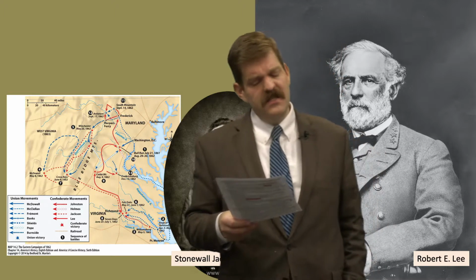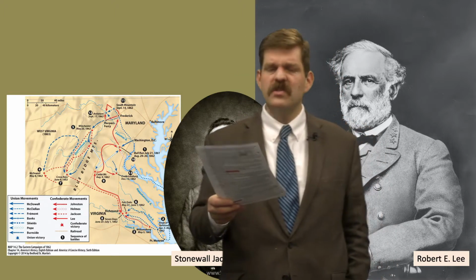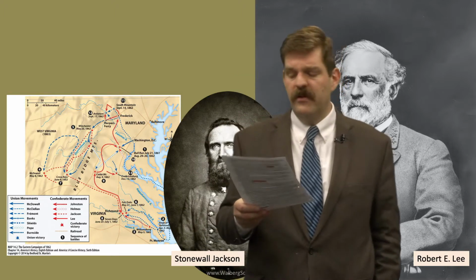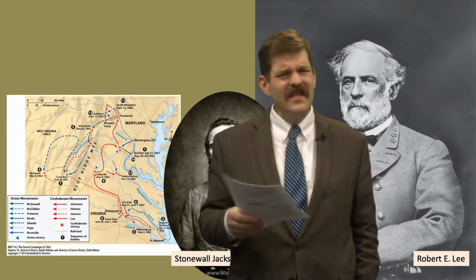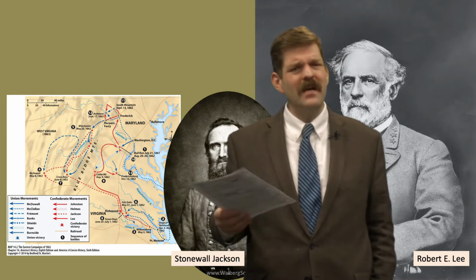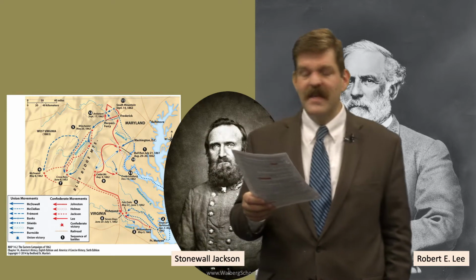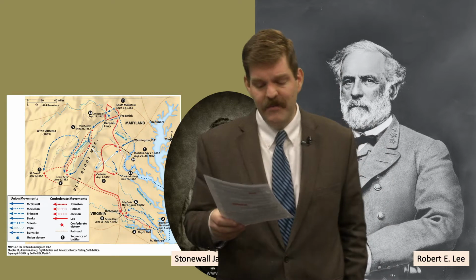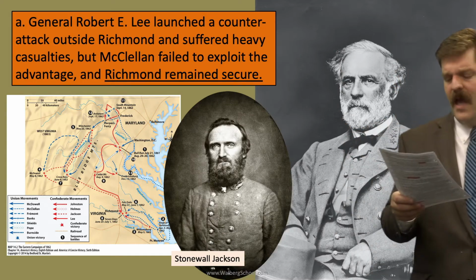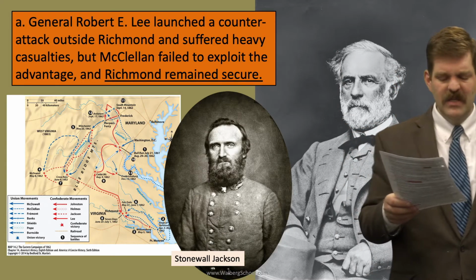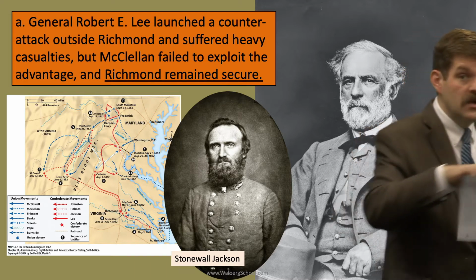Subpoint C. In 1862, McClellan launched a thrust towards Richmond, Virginia. That was the capital of the Confederacy, but he moved awful slowly. This is sort of a classic McClellan problem. He's got a big army, but he has a hard time using it. It moved too slowly, and it allowed the Confederates to mount a counterattack in the meantime. General Robert E. Lee launched that counterattack outside of Richmond, suffering heavy casualties. But McClellan didn't exploit that advantage.